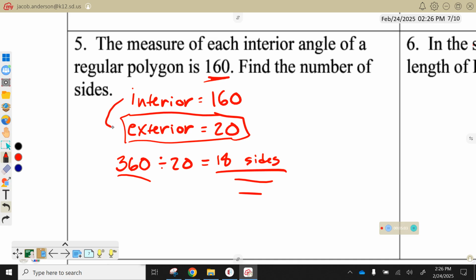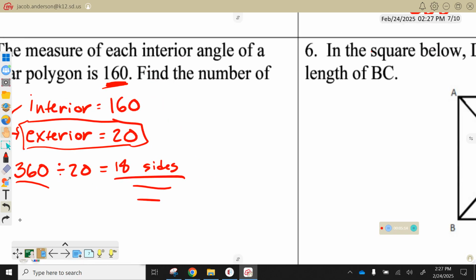We found our interior angles first. Well, it was given to us, I suppose. Then we found our exterior angles, and then we were able to divide by 360 to get our number of sides. That's a tricky one, though.